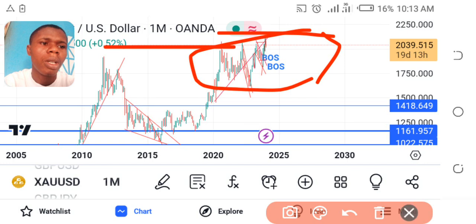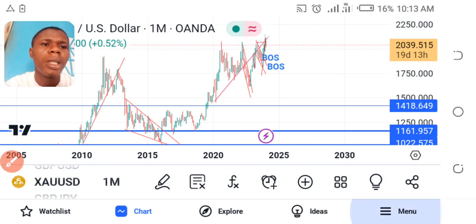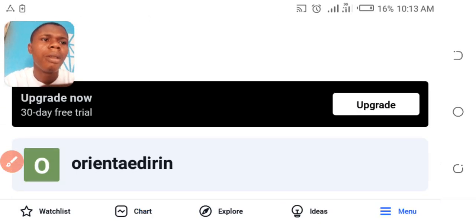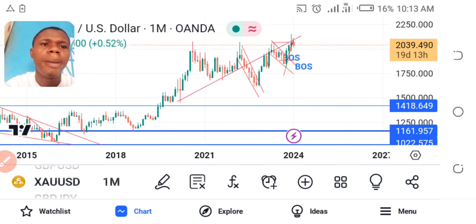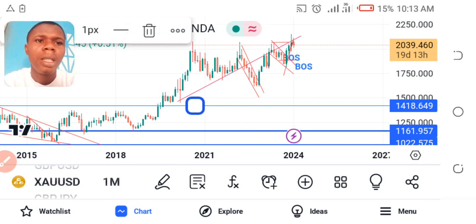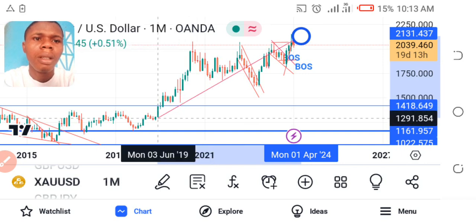Okay, let me zoom it out closely so you get what I'm saying. Okay, let me zoom it out. Okay, I think this is better. Okay, the market has actually been respecting trend lines here. Let me take this down.